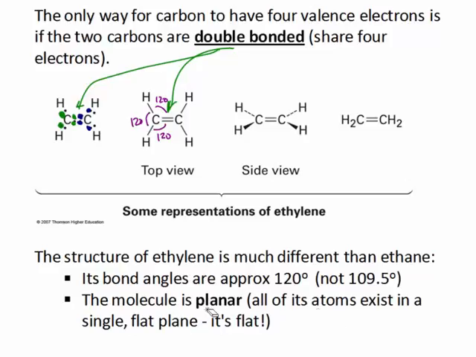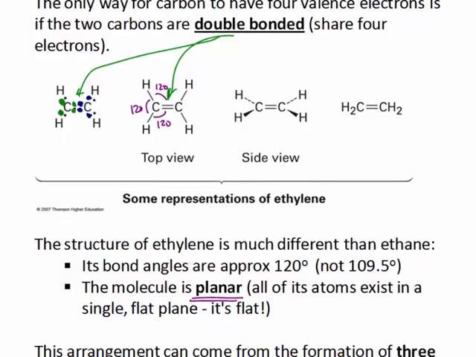It is a planar molecule. So all of its atoms exist in a single flat plane. If we look at one of these structures, this molecule could just sit down flat on the paper without anything sticking out towards you or anything going back behind you. From this side view, we could maybe draw it like 2 hydrogens are coming toward you and 2 are coming back, but it's still flat. It's still completely planar in its shape. So that's a big key difference between ethylene and ethane, like we were talking about.